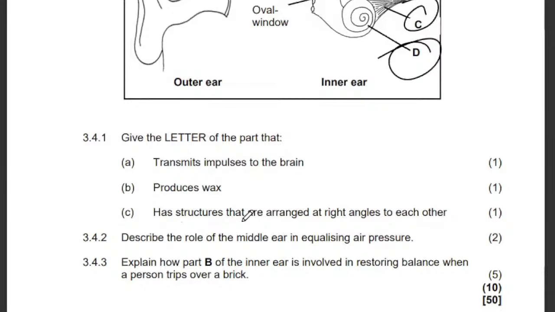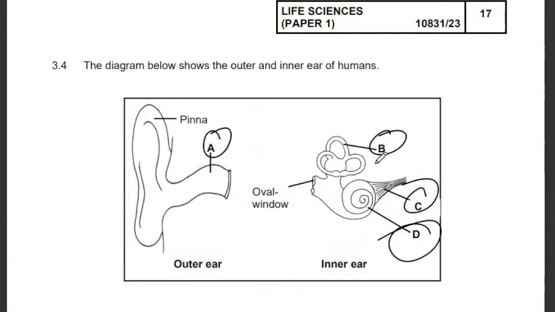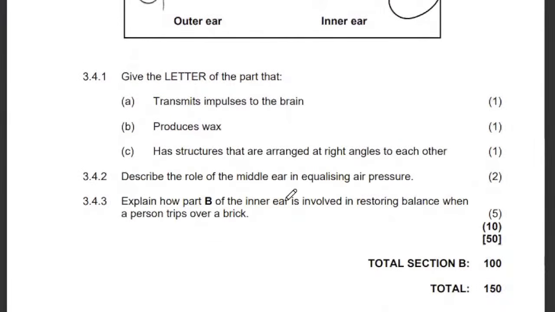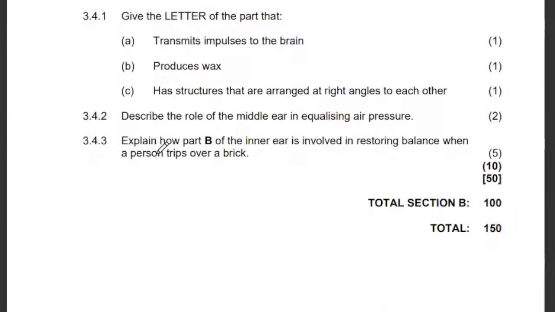The structures that are arranged at a right angle to each other is B. That is, yes, they're at a right angle so that you can cover all the planes.